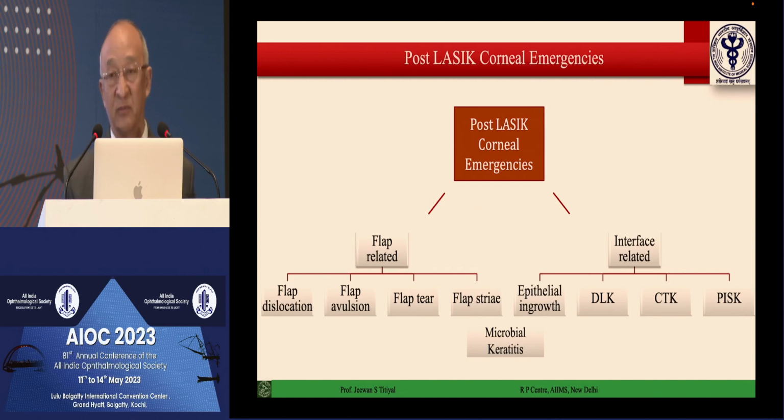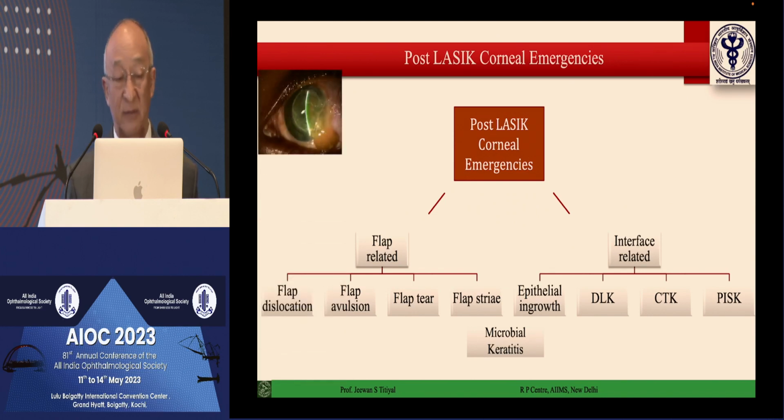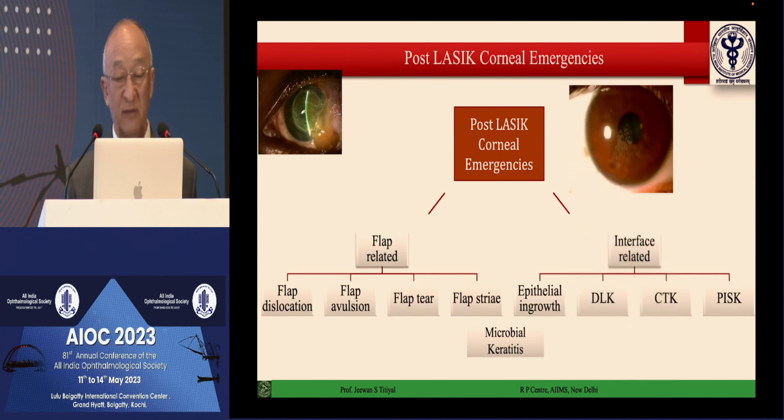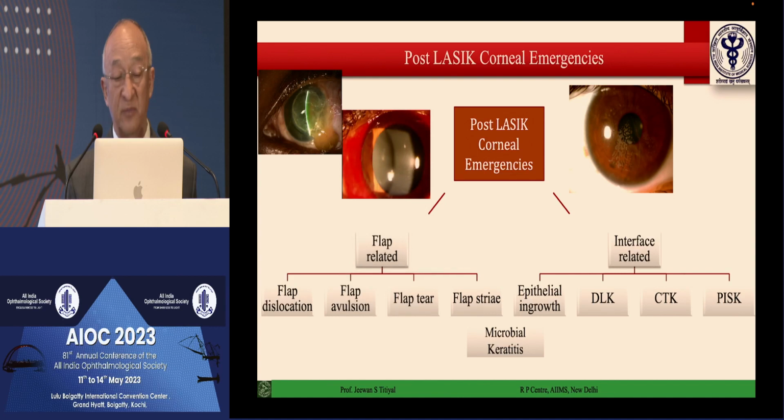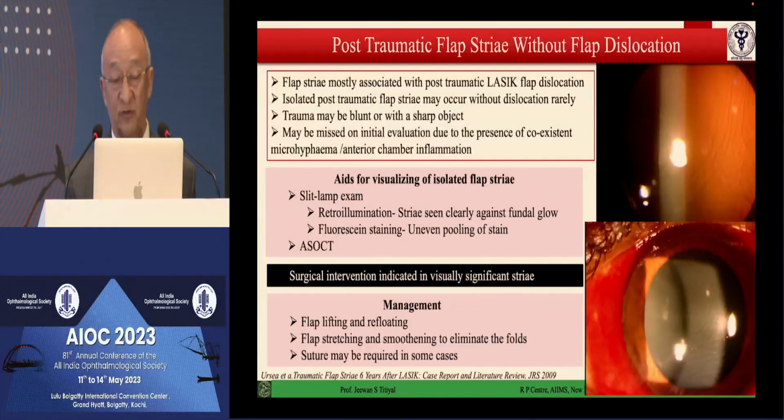Post-LASIK, mainly it is flap-related complications, which may be a flap dislocation or a simple flap stria. You can have minor stria to flap dislocation. Then you have various interface-related problems. Mainly in the long term, you can have epithelial ingrowth. A major problem which we face is infection in these patients, and that can be devastating sometimes. Like this is a patient who had a peripheral infection. This is a patient with a DLK type of picture, this is a patient with a minor stria, and this is a huge infection happening after the refractive procedure also.